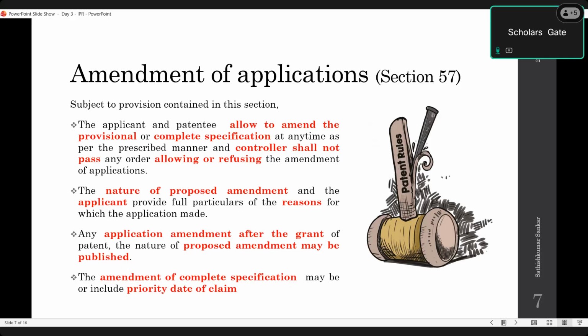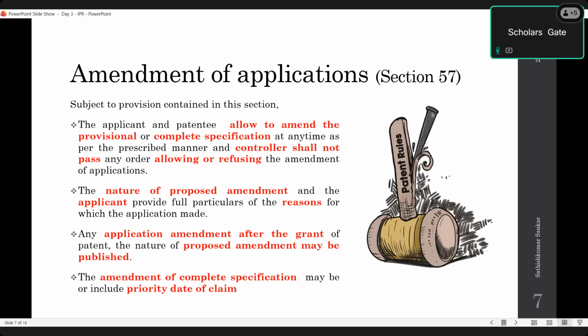So the controller has no right to allow or refuse that amendment of the application. The nature of the proposed amendment and the application should provide full particulars of the reason for which the amendment is made. Because what is the reason? As a patentee, we want to give the proper reason.